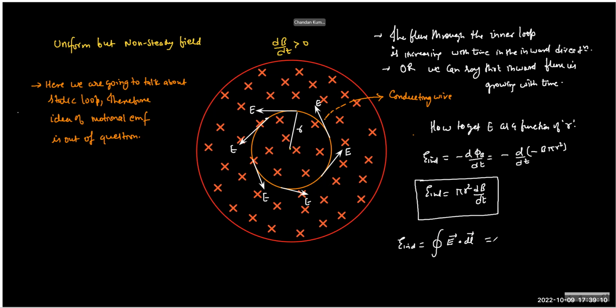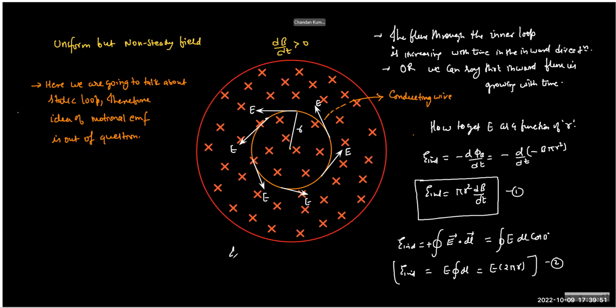And therefore this turns out to be, and you can see we are using a plus sign here, E dl cos zero. And because E is constant for the entire loop, you can take it out, and if you add all dl, you get the perimeter. So the perimeter of the loop is how much? 2 pi r. Okay, yes. So we can call this equation number 2.